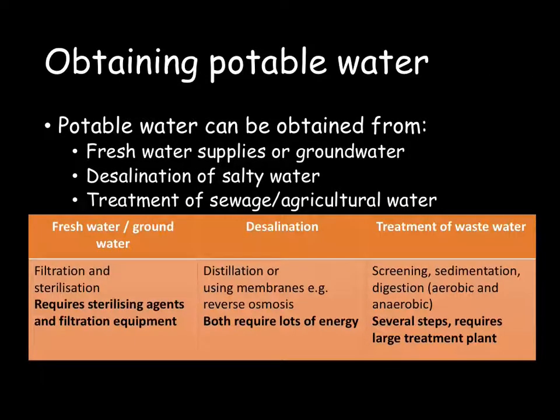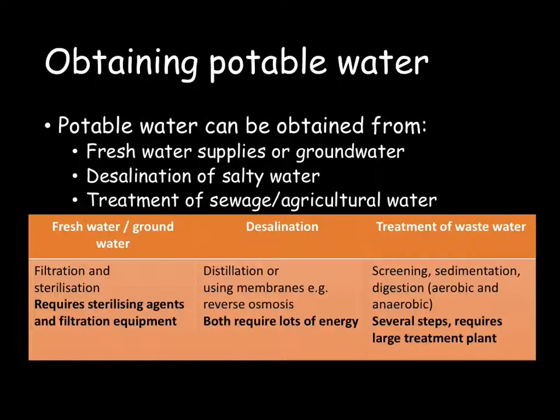In this video, we've looked at 3 ways to obtain potable water. First of all, we looked at getting potable water from freshwater supplies or groundwater. We looked at the desalination of salt water, and we looked at the treatment of sewage and agricultural waste. Each of these has both positives and negatives.